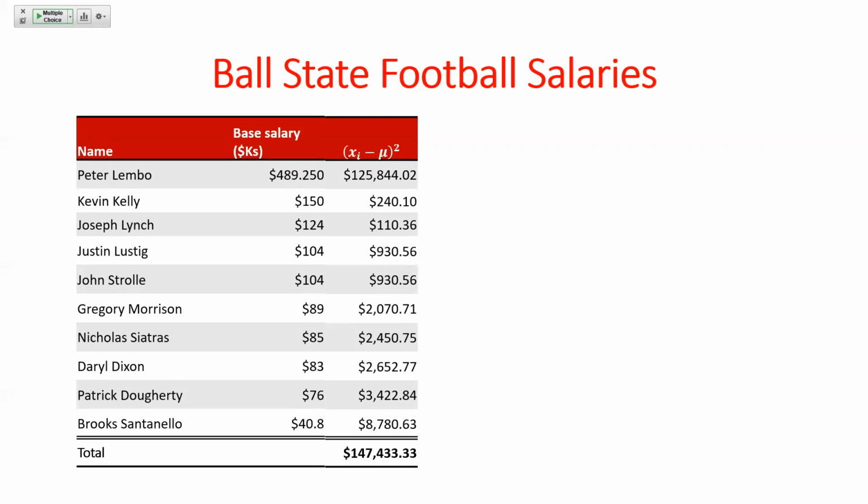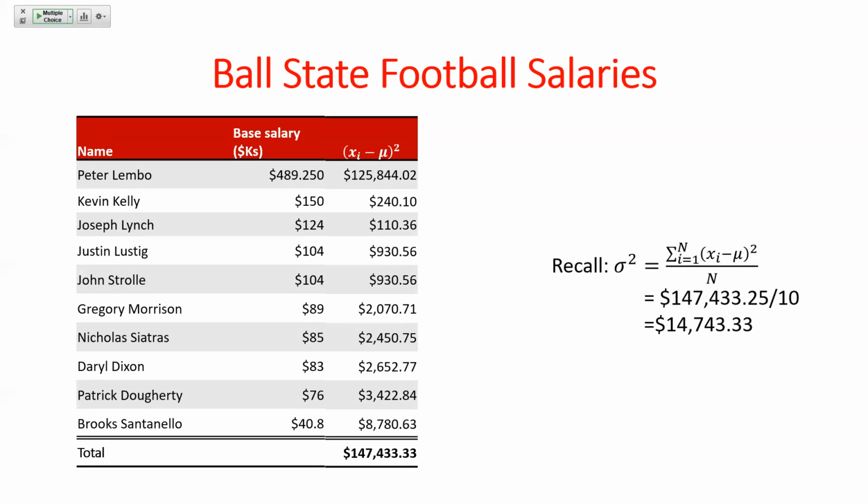Once I've done that for every single observation, add them all up. And then the final step was, I still have to divide by my total number of observations. So divide that by 10, I get that 14,700-ish. Any questions just about the procedure of how we would calculate these variances?